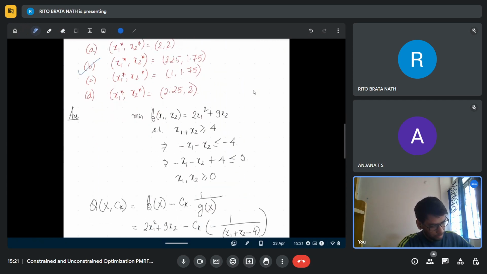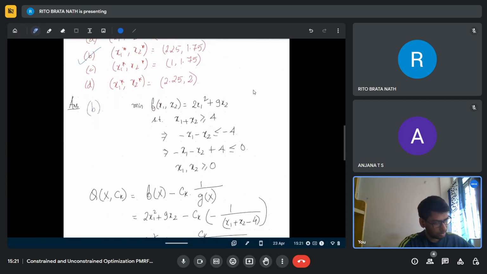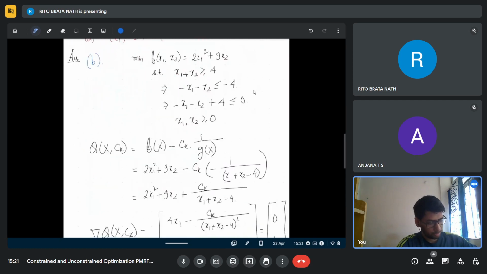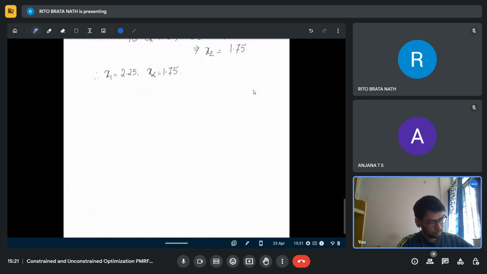Okay, so B is correct. Let me now move on to the fourth problem. I think it's again a similar type of problem. You have to solve an optimization problem using the interior barrier function method.